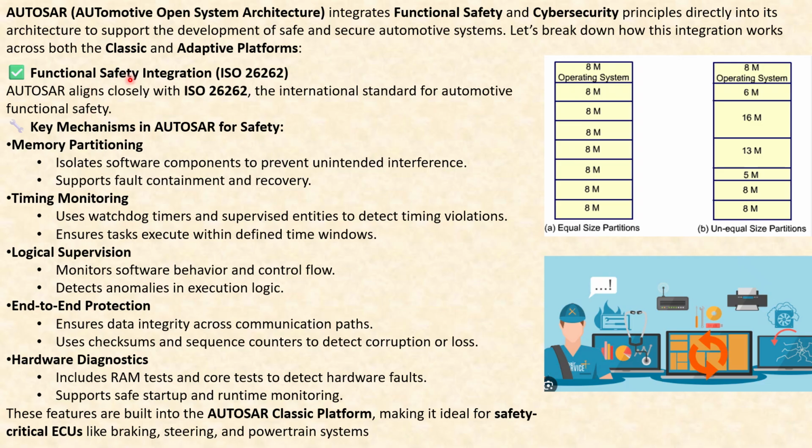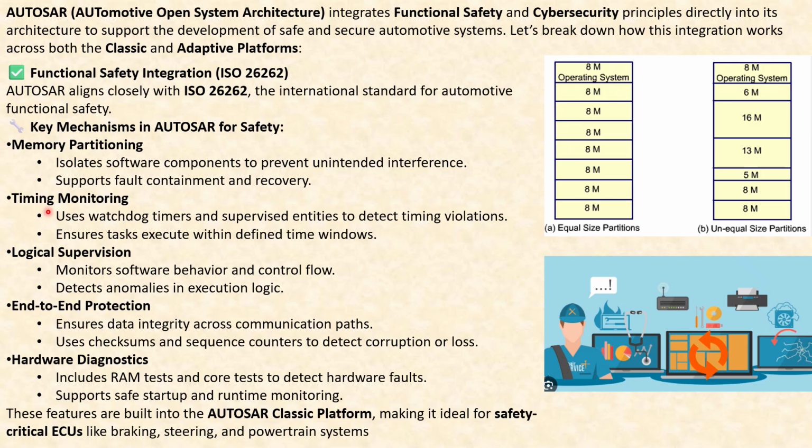First is the functional safety integration. Autosar aligns closely with ISO 26262, the international standard for automotive functional safety. Now, key mechanisms in Autosar for safety. All right, so when it comes to safety, what is the most important mechanism in Autosar? First is memory partitioning. It isolates software components to prevent unintended interference. It also supports fault containment and recovery.